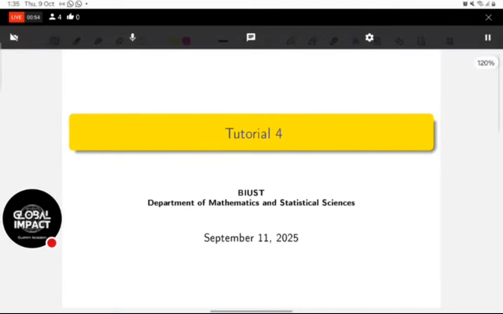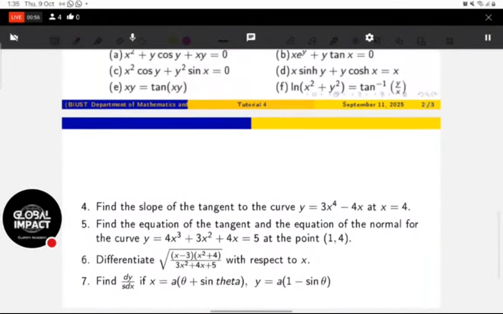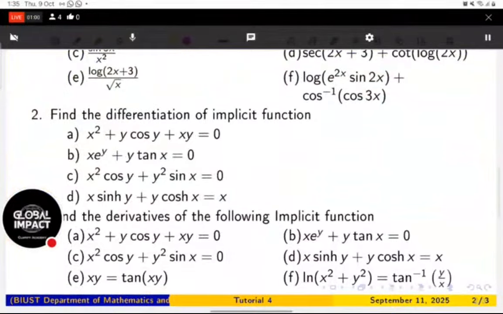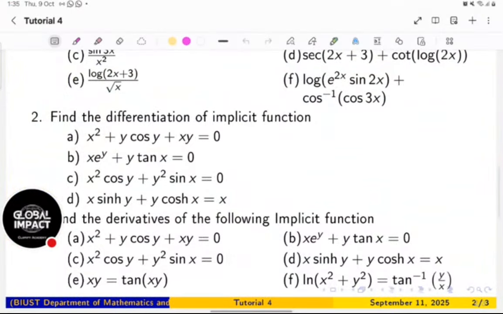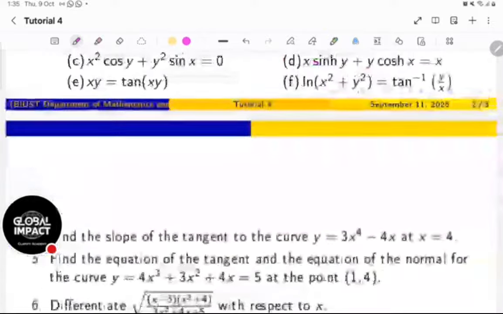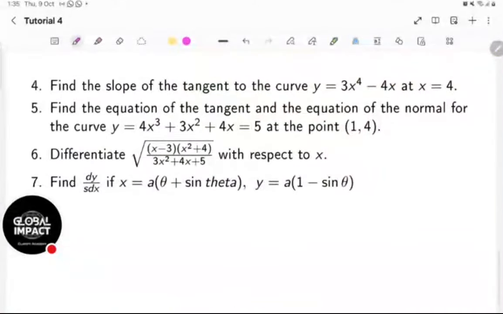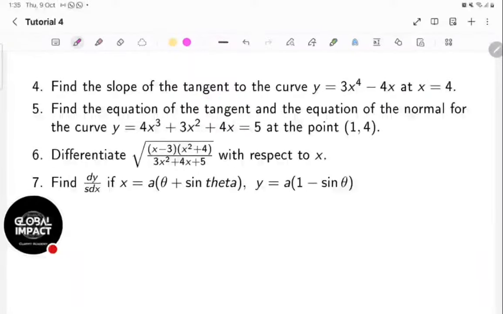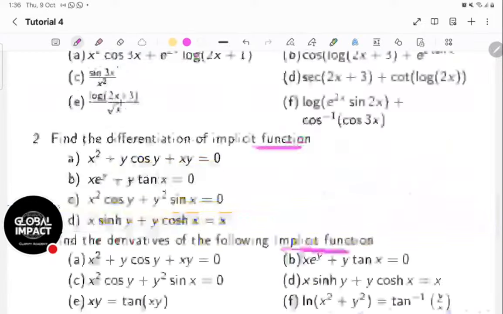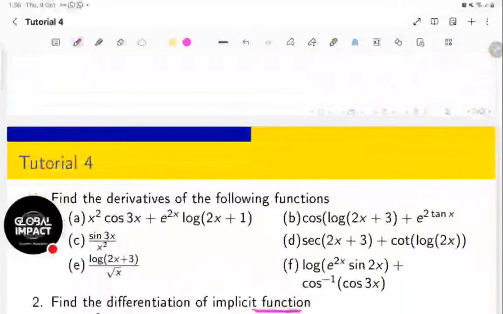Here we're starting. Let's see here. First of all, I want to answer these questions on implicit and parametric. I want to do these implicit. I'll choose the hard ones. Then I'll do tangent and normal. I'll explain that now. This is going to be parametric, and these two are implicit. So let's just go through this.